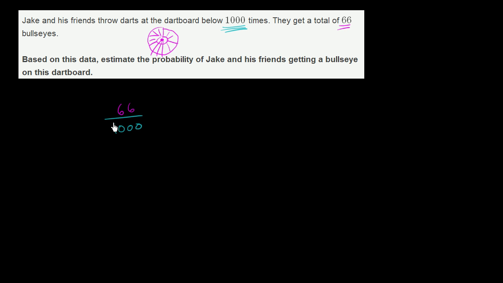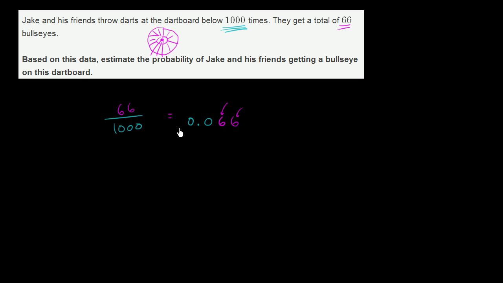So it looks like a good estimate for the probability of Jake and his friends getting a bullseye is 66 over 1,000. Or another way of writing this is the same thing as 66 thousandths. So you could write this as 0.066. This right over here is 6 thousandths. This is 6 hundredths, or this could be viewed as 66 thousandths.